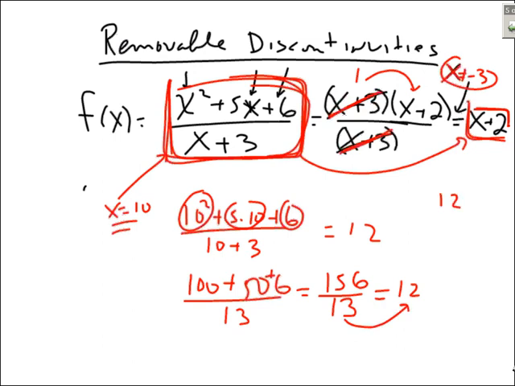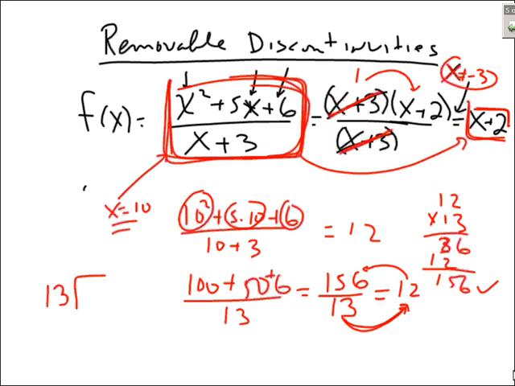Oh, 12 times 13 is 146. Well, I know that's not true. 156 is correct. 13 times 12 is 156. That is, 13 goes into 156 12 times. 13 goes into 15 one time with 2 left over. And 13 into 26 goes 2 times.